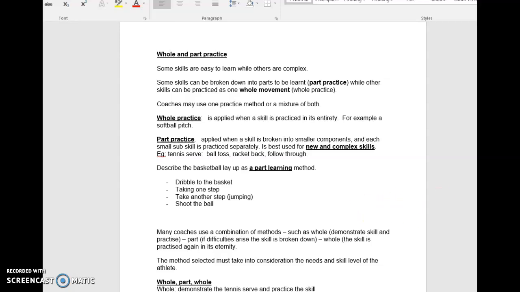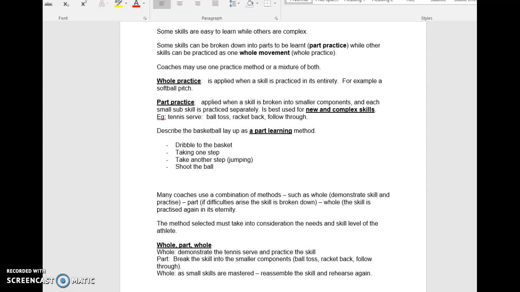Coaches may use a combination of the two methods, whole practice and part practice, and this is called whole-part-whole practice. This is when a coach or a teacher might demonstrate the skill first. So if they're doing a layup, the coach will demonstrate what that actually looks like so that athletes can visualize the skill in their minds.